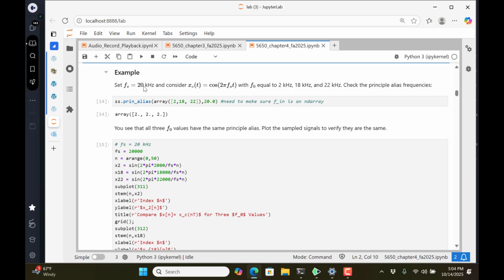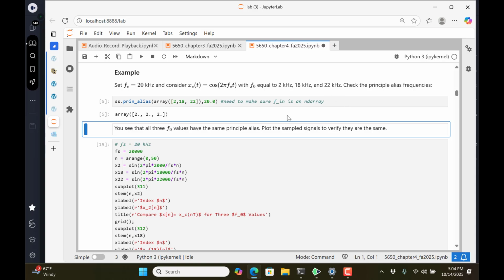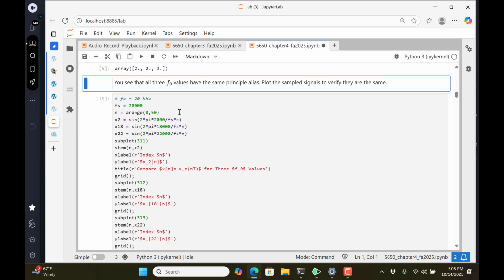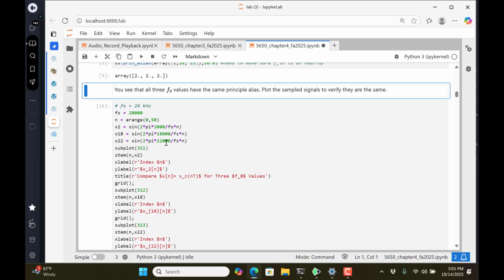So sure enough, when I run principal alias here on it, the second value of 18 comes out at 2, and 22 goes in at 2 kilohertz above the sampling rate, so it definitely is aliased. They're all aliased to the same frequency. And just to kind of prove that that's also true, I went down here and I just plotted all three of those frequencies with the sampling rate being 20 kilohertz.